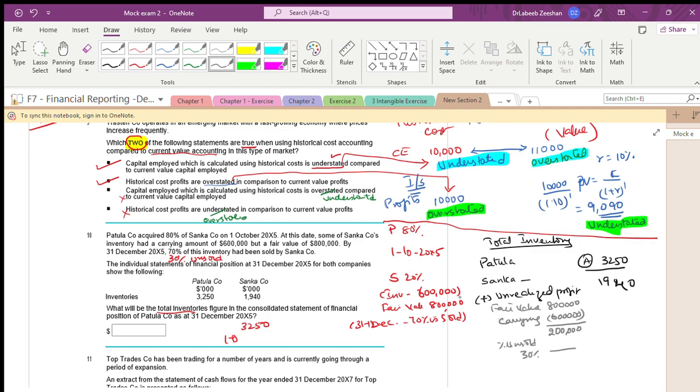Okay, unsold is how much? 60,000. It is all in thousands. Okay. 1940 plus 3250 plus 60. How much will we get? This is how much? 2,000. Is it right? This is B.